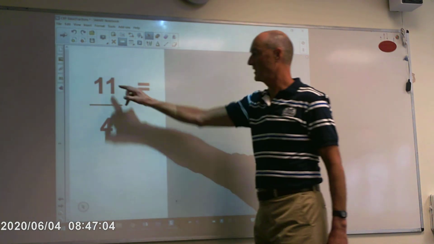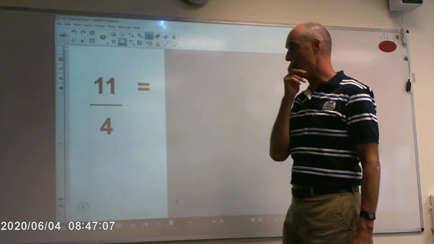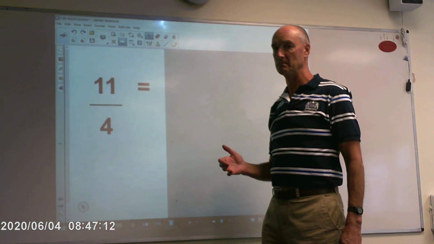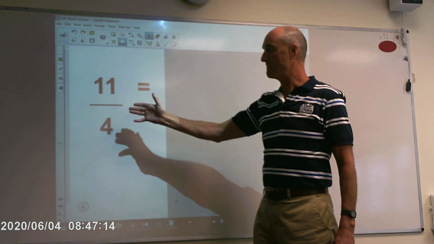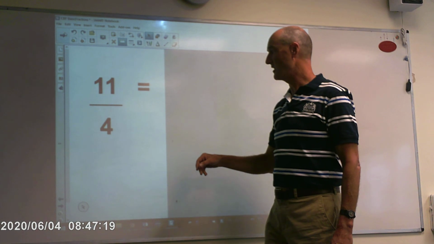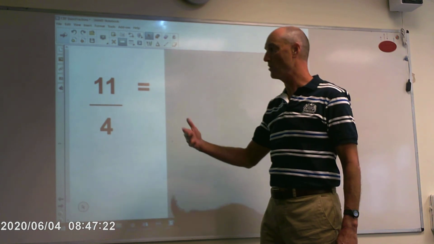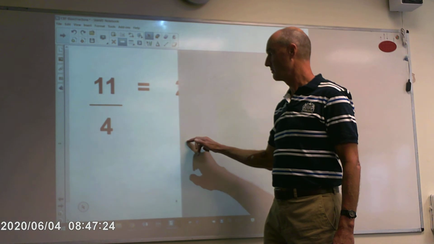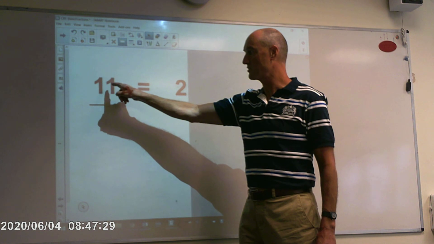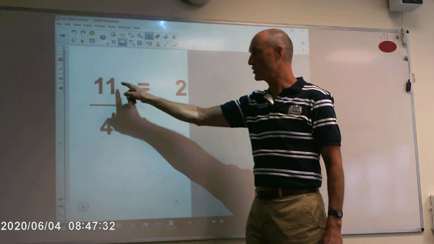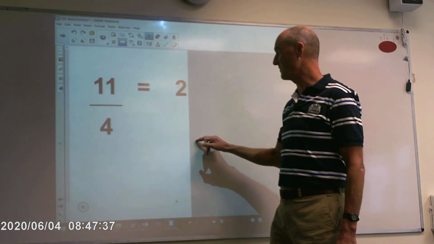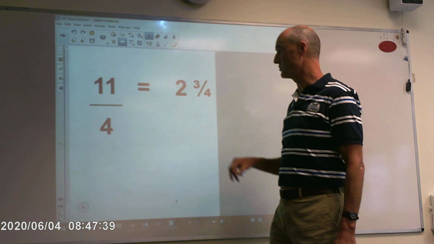Similarly, 11 over 4. Can we simplify that? Well, it's a top-heavy fraction, isn't it? It's actually going to be a value of more than 1. How many times does 4 go into 11? It goes into 11 2 whole times, but that still leaves us with 3 quarters, 3/4 left. So that top-heavy fraction simplifies to 2 3/4.